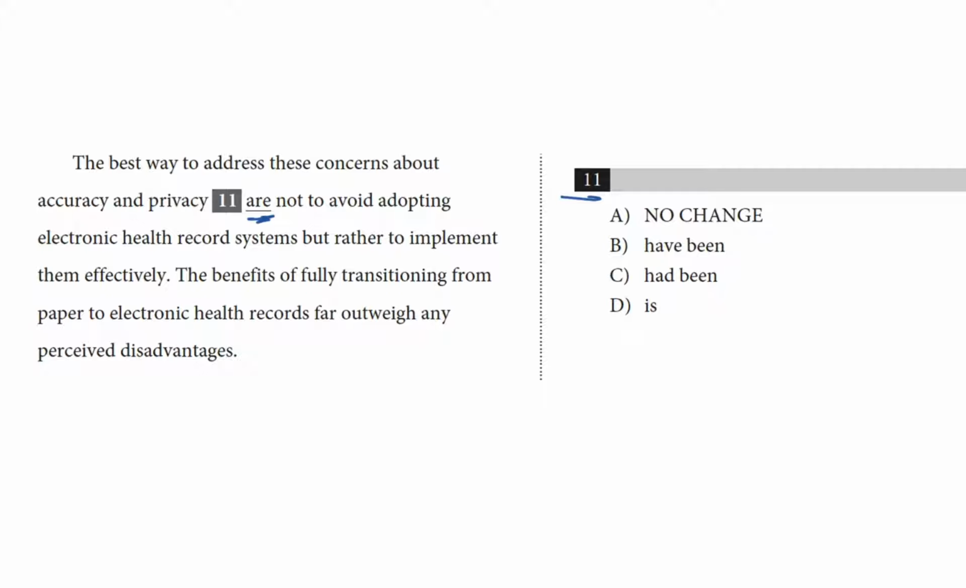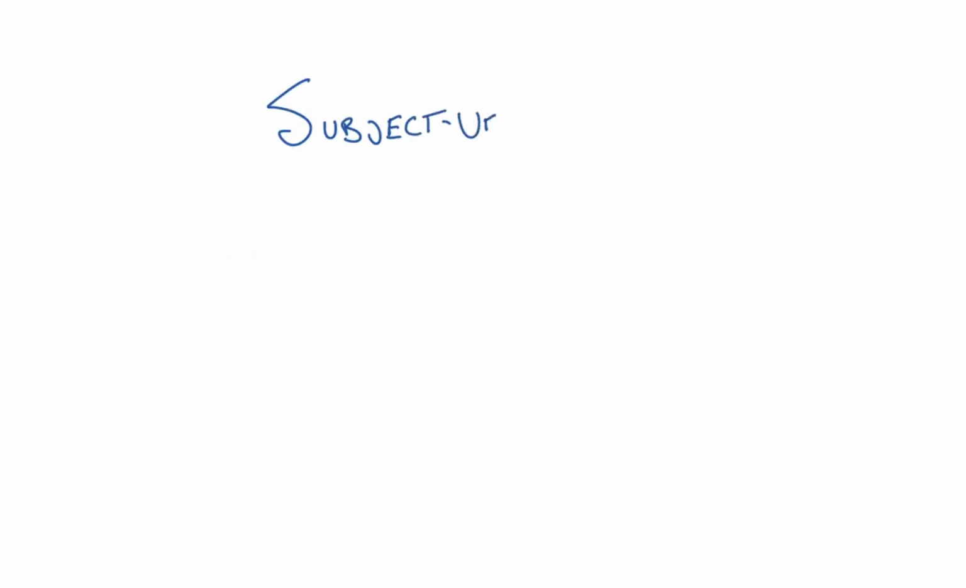are. That's choice A. Choice B is have been. Choice C is had been. And choice D is. And whenever I see a bunch of different verb forms here in the choices, I know that one of the things I'm going to have to check for is subject-verb agreement. We're looking for agreement in both tense and number.